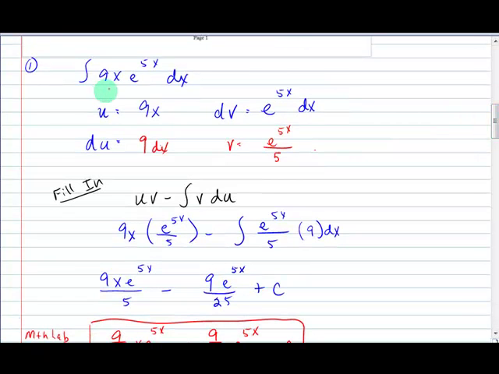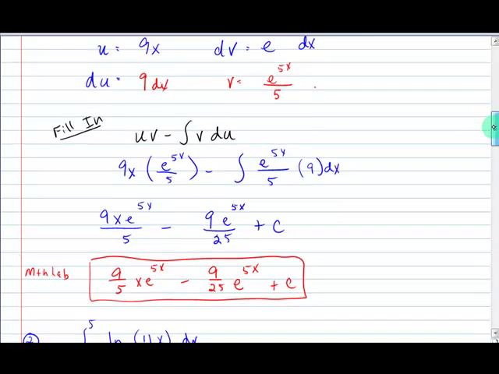The integral of 9x e to the 5x. So we've got our 2 parts. Here's 9x, here's e to the 5x dx. Take the derivative of that, you get 9 dx. Integrate this, you get e to the 5x over 5. I've done a few of these with the standard method, a few with the tabular, but you have the notes that you could do either one. So we're filling in uv minus the integral of v du. Take all your parts, plug them in, do your integral.